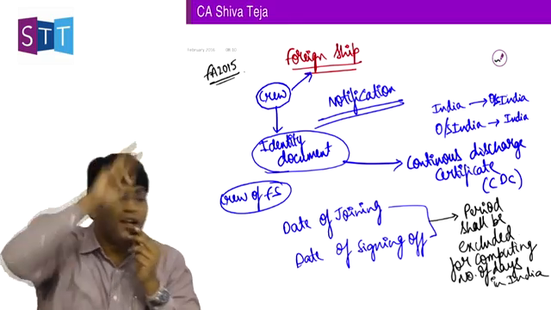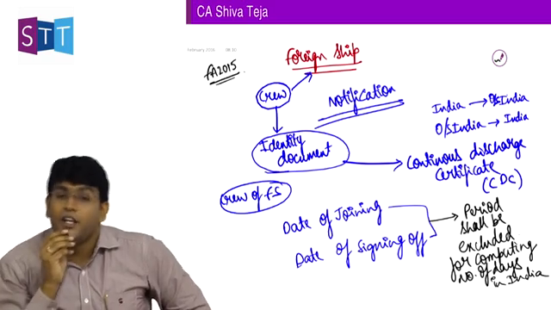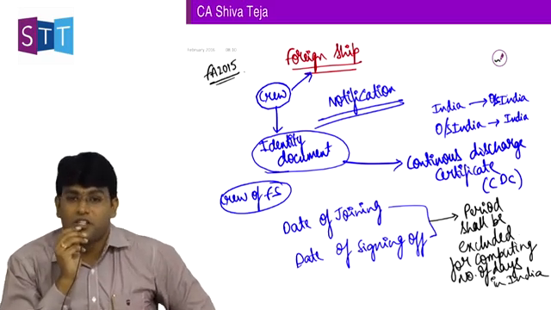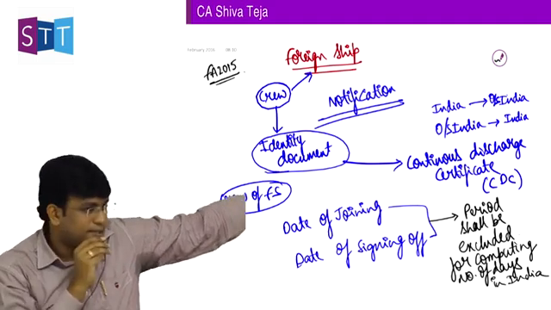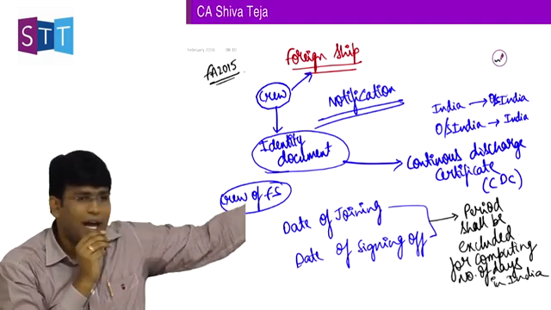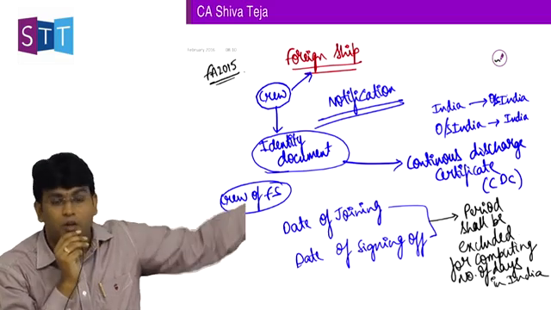Getting it, sir? Second, an Indian citizen leaving India during the previous year as a member of the crew of which ship? Indian ship. For a foreign ship, this is the story now. It has changed, sir, by the latest CBDT notification. Earlier they told 182 days, but now the story is all about CDC.